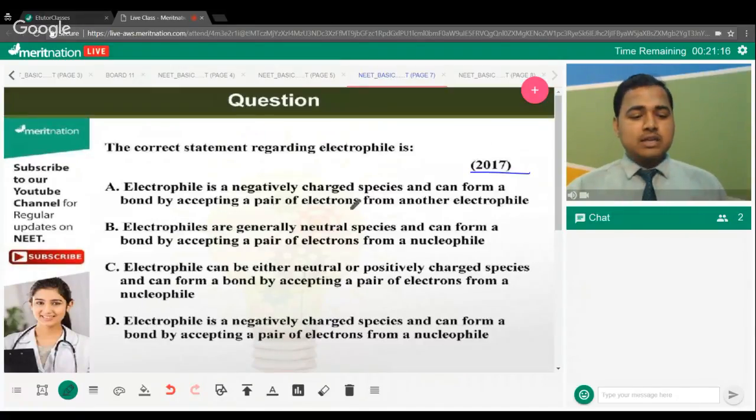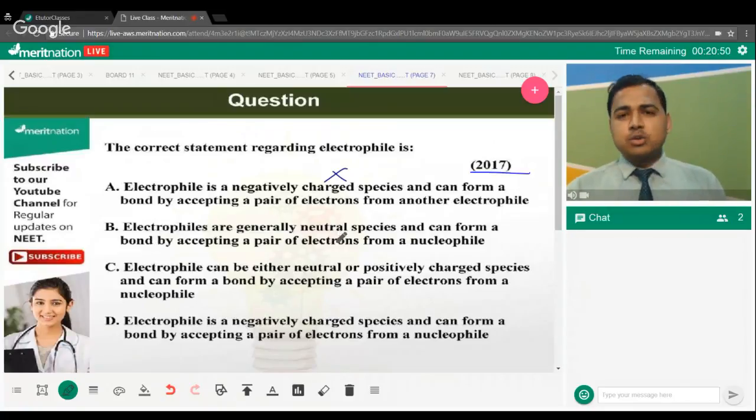Option A: Electrophile is a negatively charged species and can form a bond by accepting a pair of electrons from another electrophile. No, I don't think so. This is true that it is going to form a bond by accepting the electron pair. But if it is a negative species, then how can it be electron deficient? So these two are contradicting statements. So this will not be the correct one. Wrong answer.